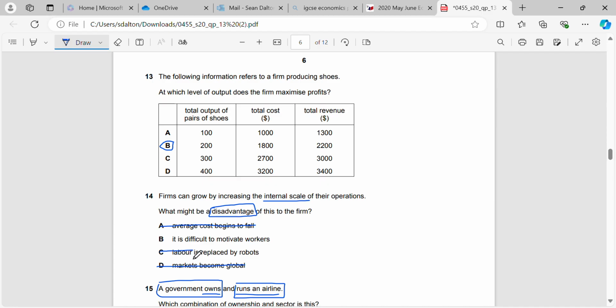And labour being replaced by robots, it's an odd option, but it would also be an advantage because it's going to make us more productive. Capital is more productive than labour. A disadvantage would be that it may become difficult to motivate workers as we increase the scale of the operation. Workers may move into specific jobs where they get very skilled at those jobs and they get a lot of experience, but those jobs may become very repetitive and it may be difficult to continue to motivate them.